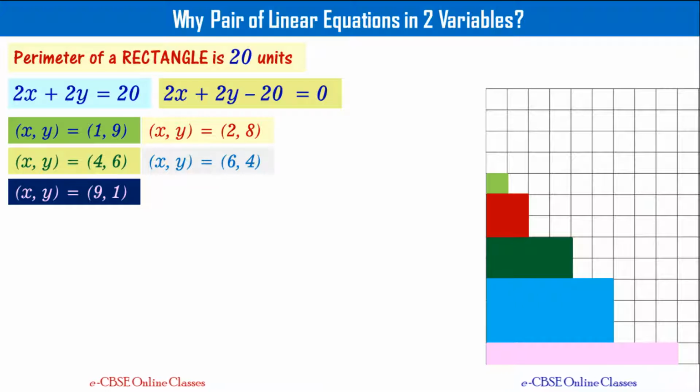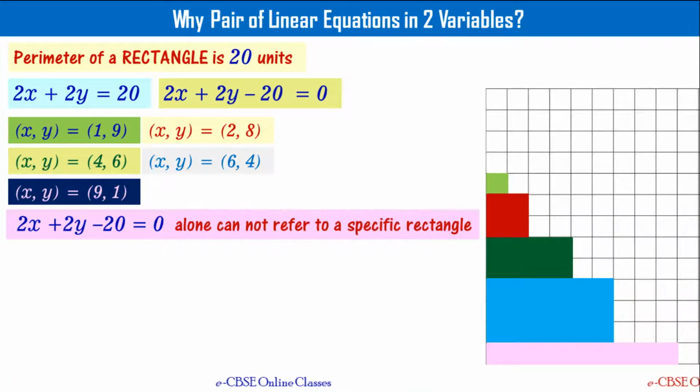One can draw many more rectangles like that which satisfy the equation 2x plus 2y minus 20 equal to 0. Now we can say that 2x plus 2y minus 20 equal to 0 alone cannot refer to a specific rectangle. If you observe, it is referring to a family of rectangles. Please note this. It cannot refer to a specific rectangle. To represent a specific rectangle, we need to do something extra.